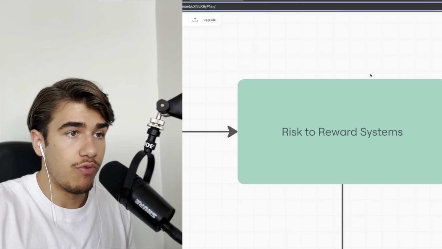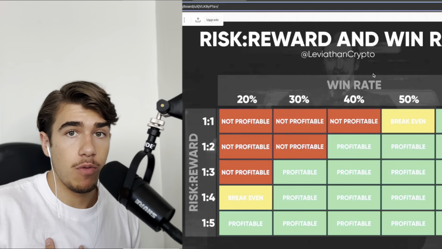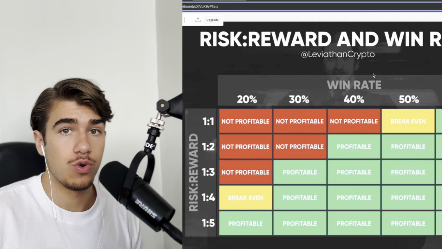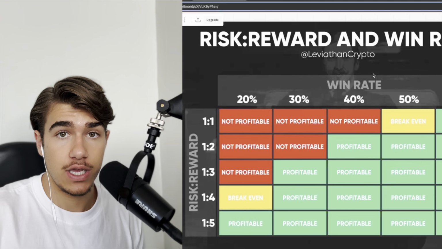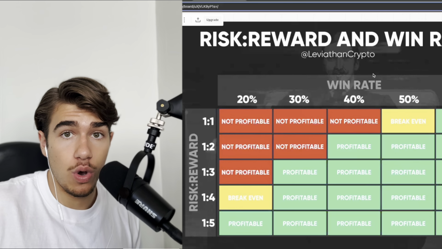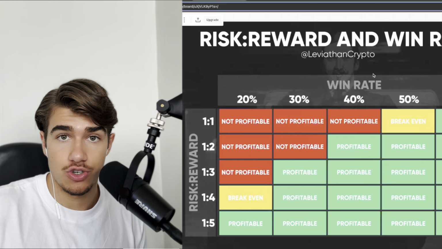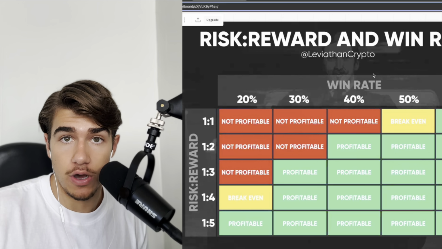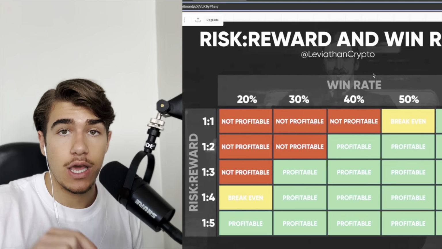Now, let's talk about risk to reward systems. This is a very controversial topic. I am a firm believer in a lower risk to reward system, especially for prop firm traders. My general advice for intraday traders is going to be a 1-to-1 risk to reward. Again, because with the rules of the prop firms and the trailing drawdown and even the unrealized trailing drawdown, the easiest way to combat that is to have as high of a win rate as possible.